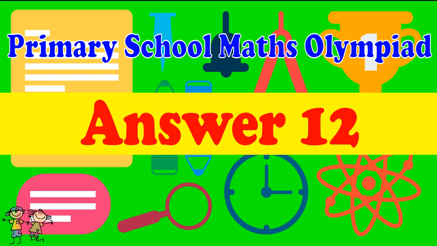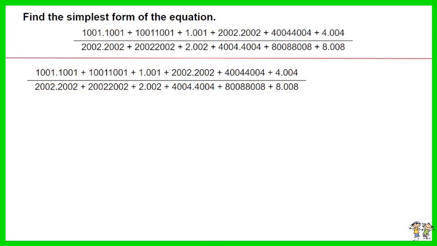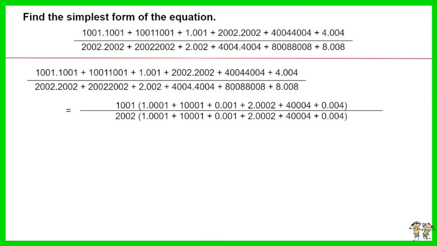Answer for question 12. Notice the numerator is a multiple of 1001 and the denominator is a multiple of 2002. Simplify both the numerator and denominator respectively. You have the numerator equals 1001 times the result of the terms 1.0001 plus 10,001 plus 0.001 plus 0.01 plus 2.0002 plus 40,004 plus 0.004. Denominator equals 2002 times the result of same terms as the numerator.